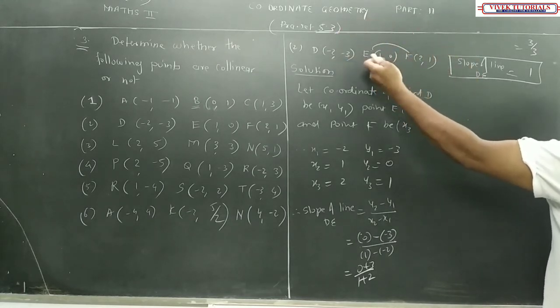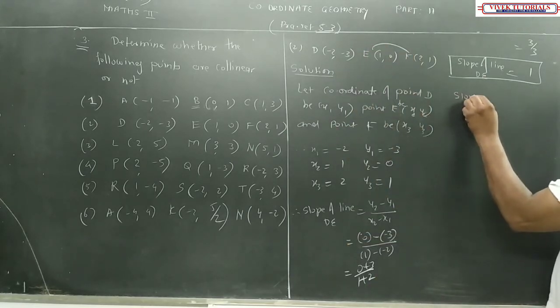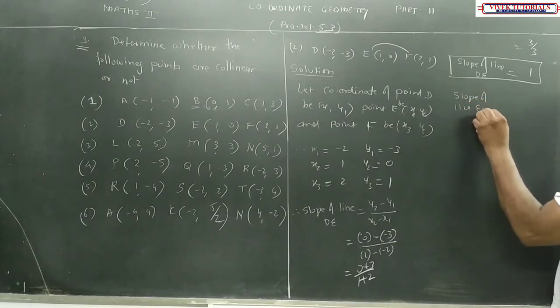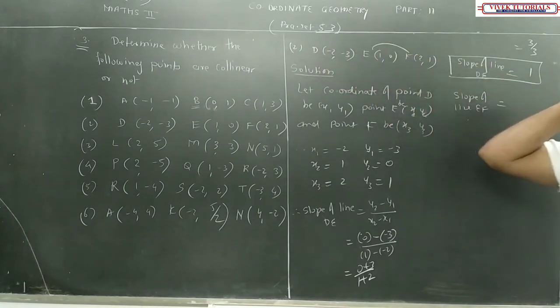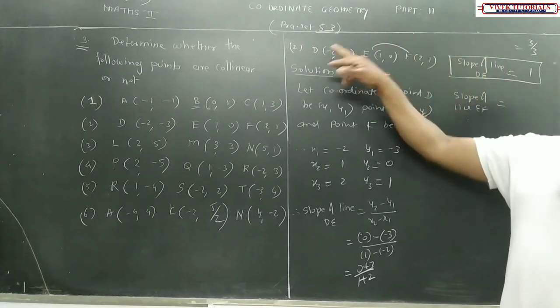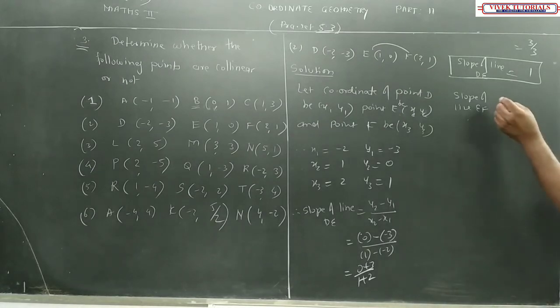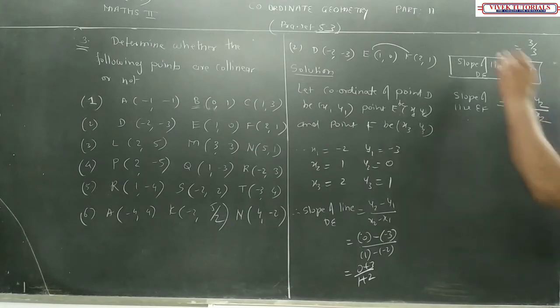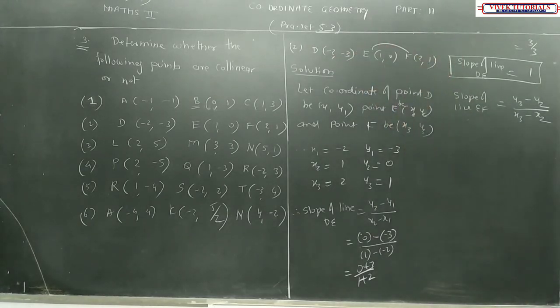Then we are going to find the slope of line EF. Either you can find DE or DF, it makes no difference. You can find DF instead of EF too, but then you write that D is a common point. Here we did DE and EF, so E is a common point. EF is nothing but y3 minus y2 upon x3 minus x2. If I take DF, it will be y3 minus y1 and x3 minus x1.